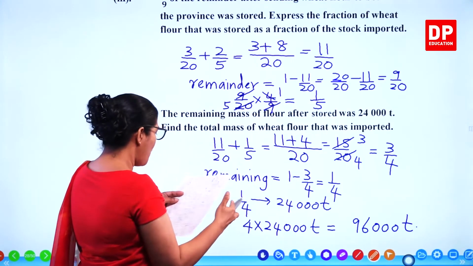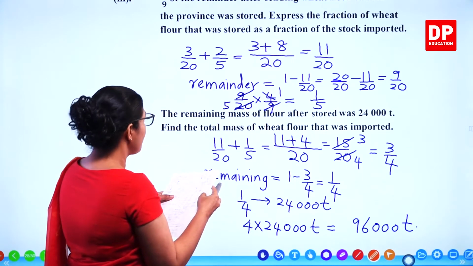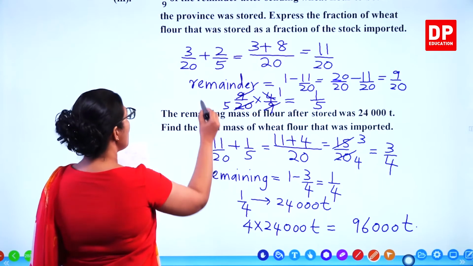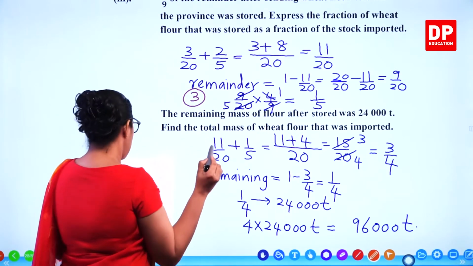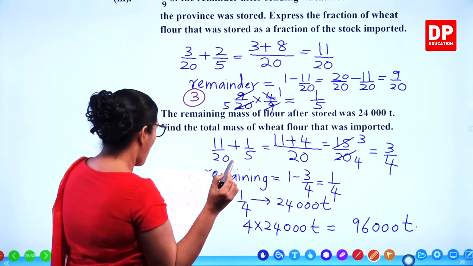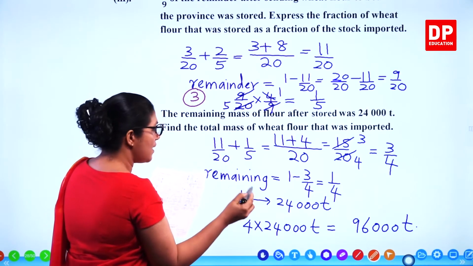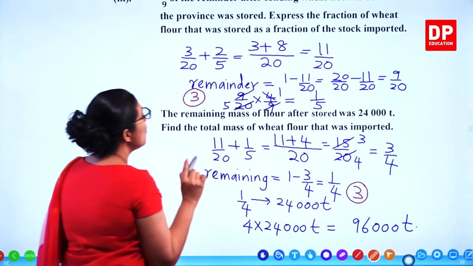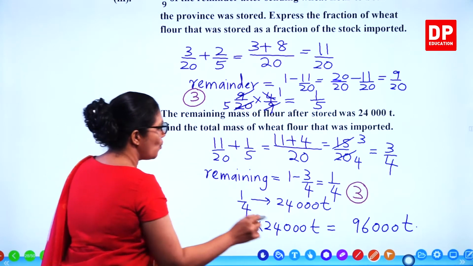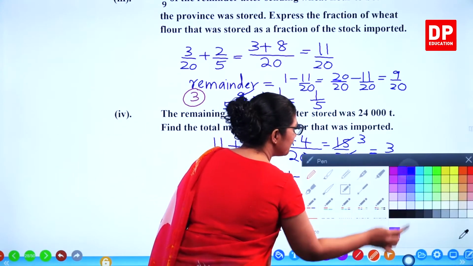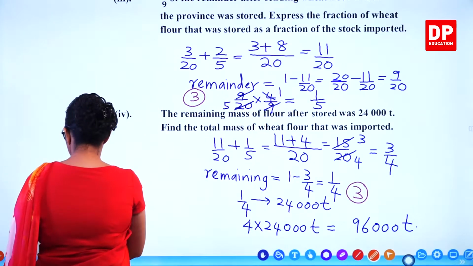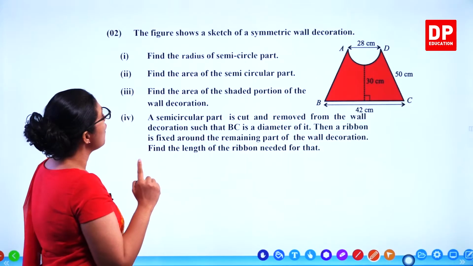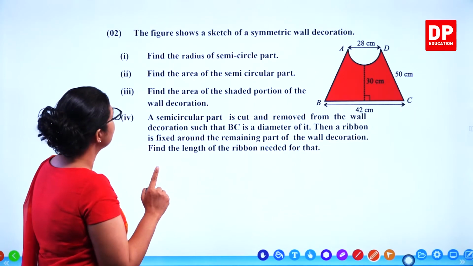So let's see how many marks. You get 3 marks for finding the 1/4 and then 3 marks for 96,000 tons. Altogether we gave 10 marks for the whole question. Question number 2 is about finding area.